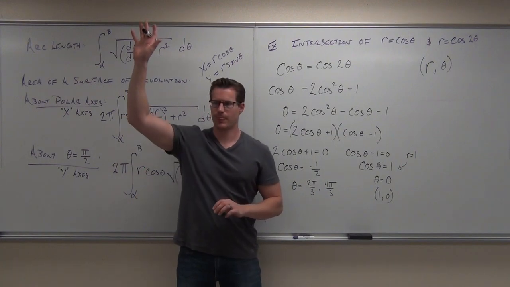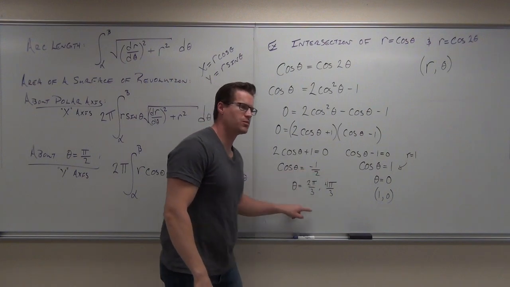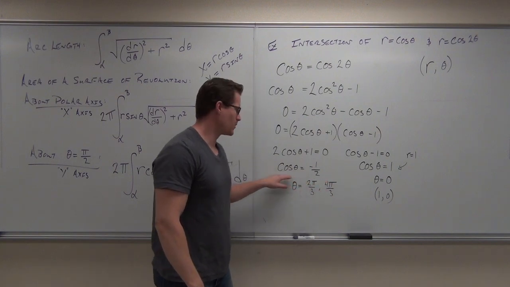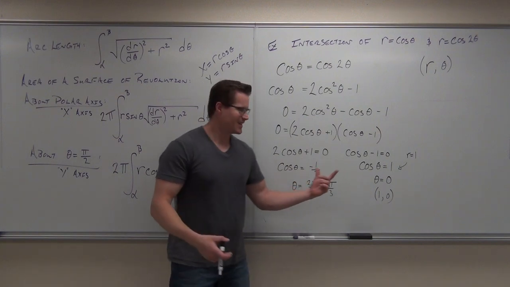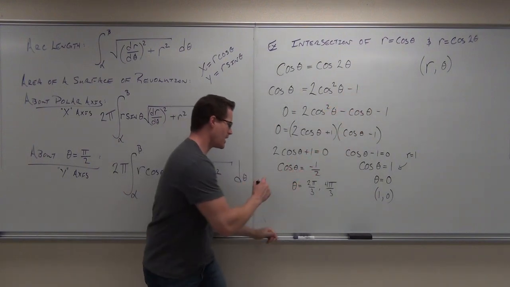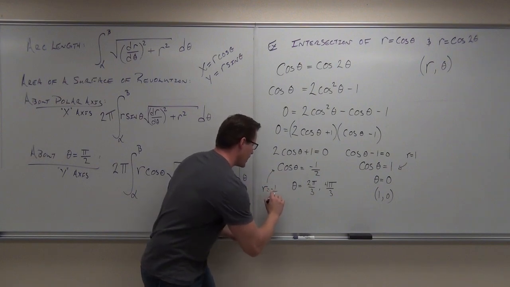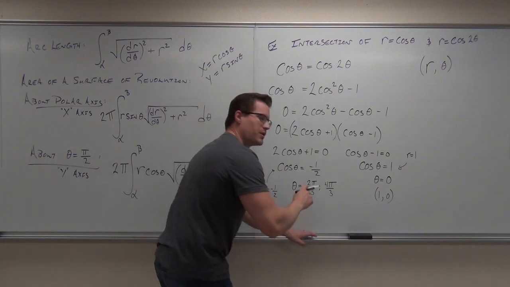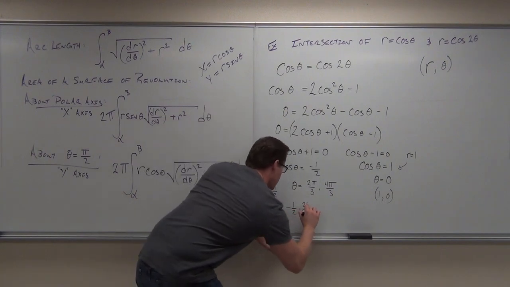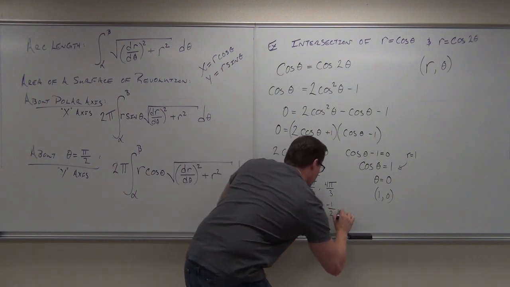Are you sure? Now, is my r going to be 1 for these points as well? What's my r? Look up here. What's my r? You got it. Cosine theta equals r, yeah? So if cosine theta equals negative 1/2, that means r equals negative 1/2. And so we get 2 points here, but they're both going to have the same r. We get negative 1/2, 2 pi over 3. And we get negative 1/2, 4 pi over 3.